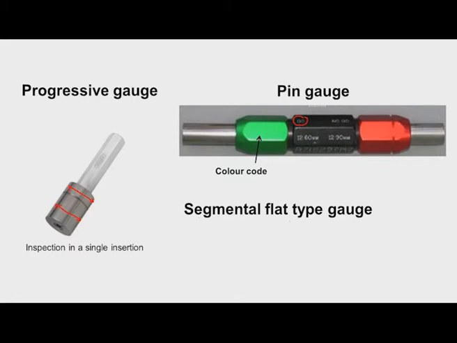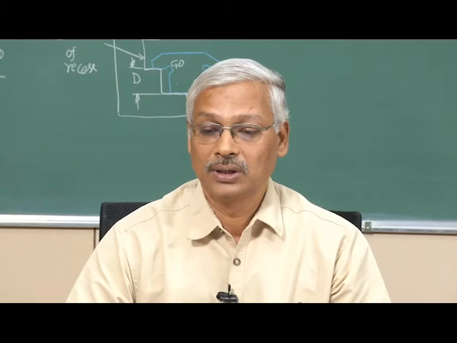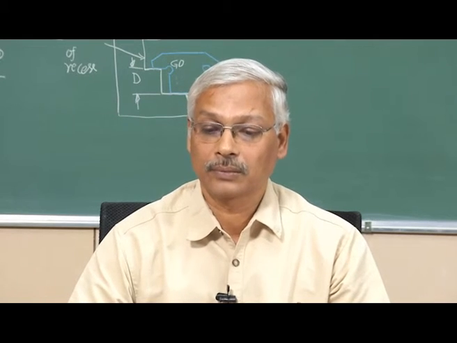And sometimes if the hole to be checked is a big one, like 250 millimeter, 300 millimeter or 350 millimeter, in that case if we use a full form gauge, that means a plug gauge with full form round shape, then it becomes very heavy. So using that heavy gauge becomes difficult. So in such cases segmental flat type gauges are used. They look like this.